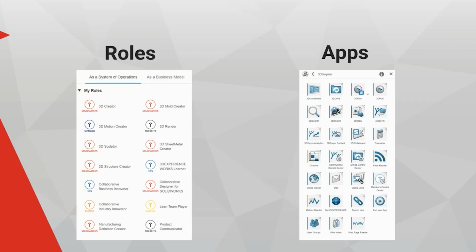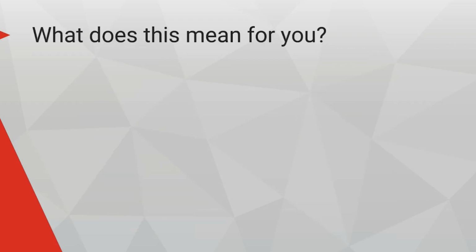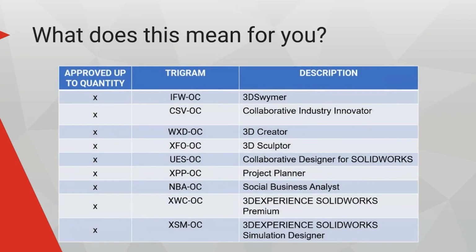What does this whole thing mean for you, right? It basically means that you get a certain amount of roles with said applications. And these are the list of roles that you get. We call them based on trigrams. So the IFW, for example, is the 3D Swimmer. You get the CSV, which is the Collaborative Industry Innovator, the WXD, 3D Creator, a whole bunch of codes.